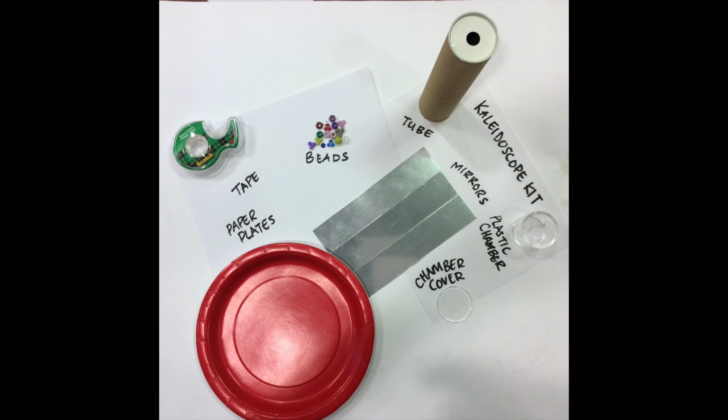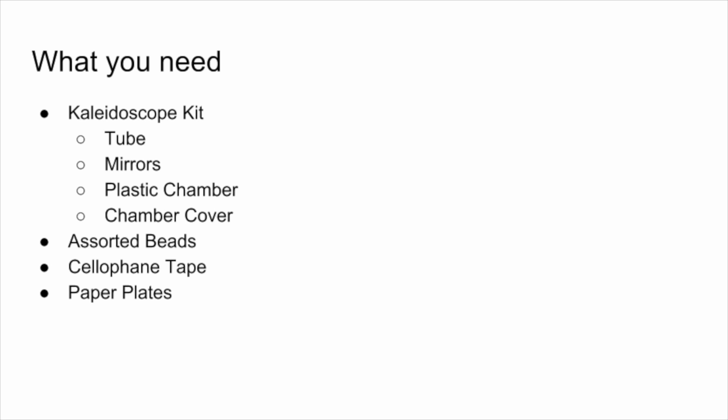The materials you need for this activity include a kaleidoscope kit, which contains a tube, mirrors, plastic chamber, and a chamber cover. You will also need an assortment of colorful beads, both opaque and translucent, tape, and paper plates.